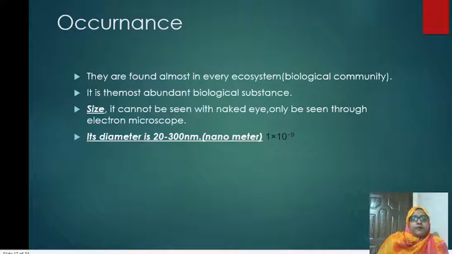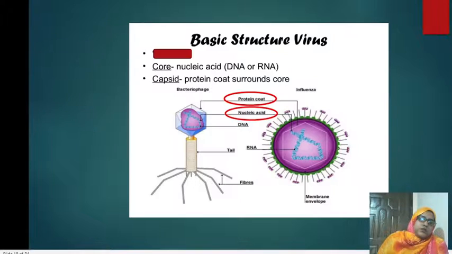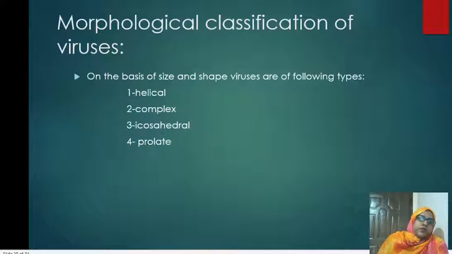The occurrence is that they are found everywhere. Wherever the biological community is present, viruses are found. Its diameter is 20 to 300 nanometers, 10 power minus 3. In its structure it contains two parts, central core and outer coat. Sometimes the outer coat may also have an additional layer to prevent it from the attack of medicine.